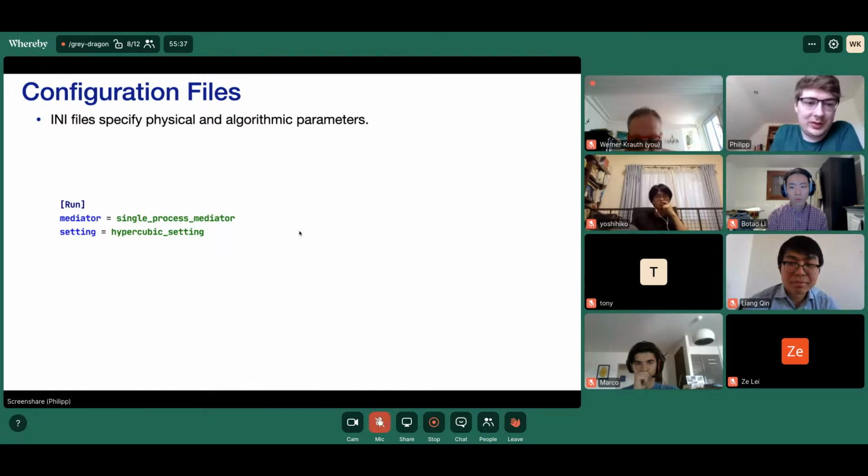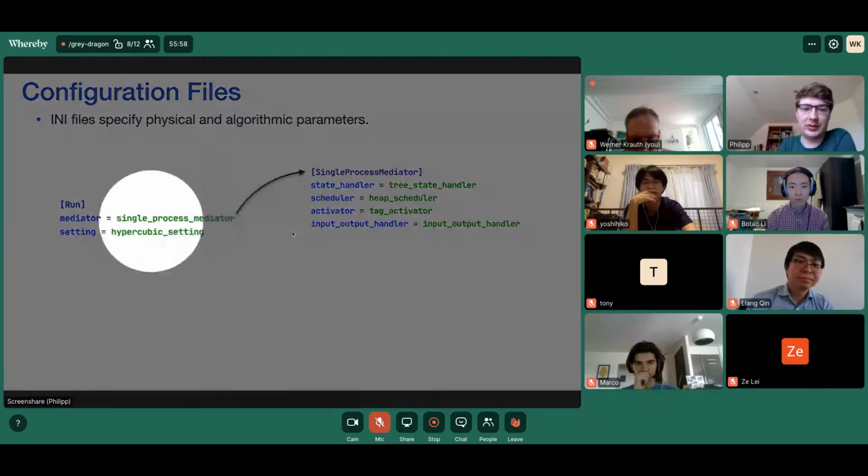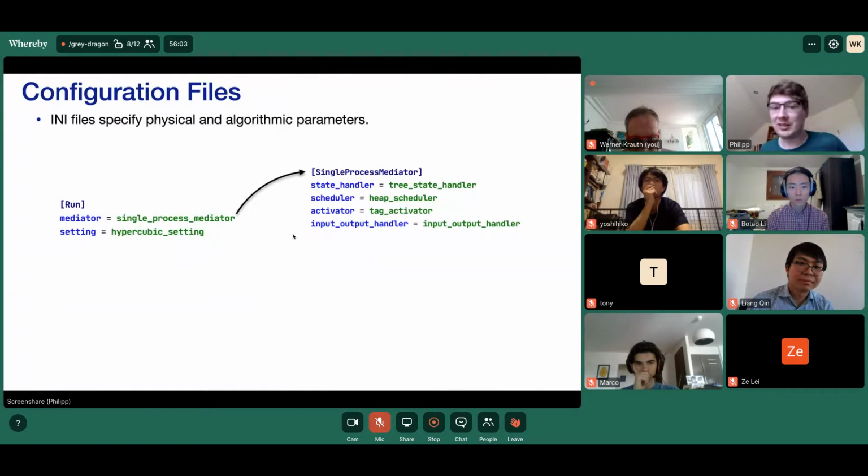Of course, what you can see here is not the full configuration file. You have to specify more properties of our single process mediator, for example. And we do this by constructing a kind of tree structure within our configuration file. So another section in our configuration file corresponds to this single process mediator. Here it's in snake case, and then we have another section in camel case. Within this section, you specify all properties of our mediator. So here we choose the state handler, the scheduler, the activator, and our input-output handler.